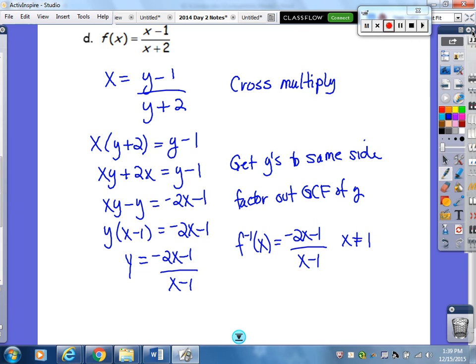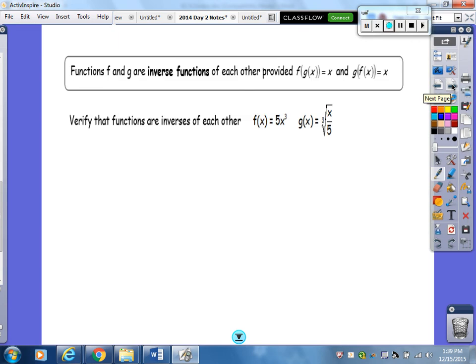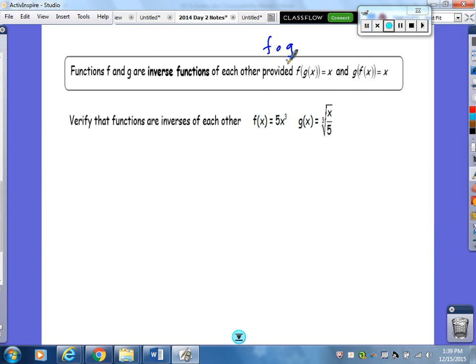All right, the last thing we're going to do is a little proof. It says f and g are inverse functions of each other if the following is true: if f of g of x is equal to x, and the composition g of f of x is equal to x. Now, this notation, we can also write as f of g. Looks like fog, but it means this. It's kind of shorthand notation. You'll see it again next year in pre-calc or math analysis. This one would be g of f, and it means g of f of x. It's just what we call composition notation.